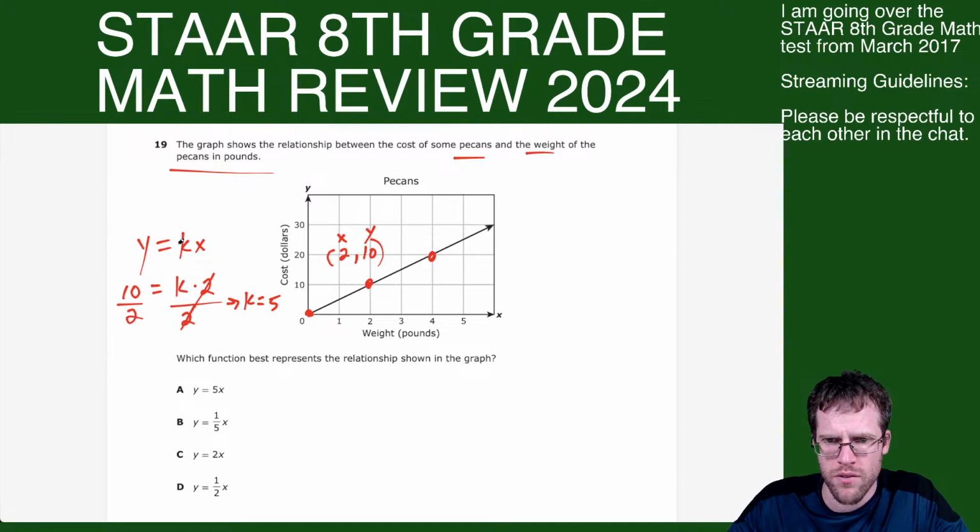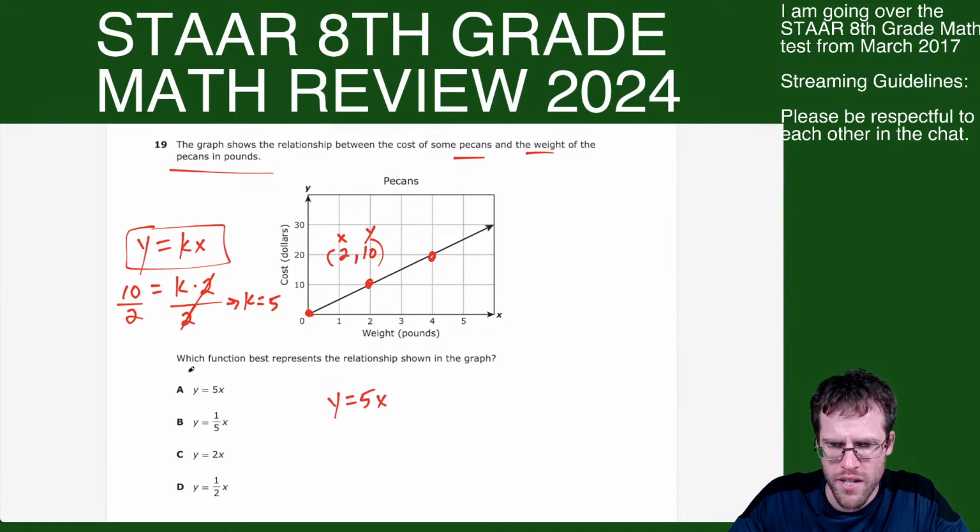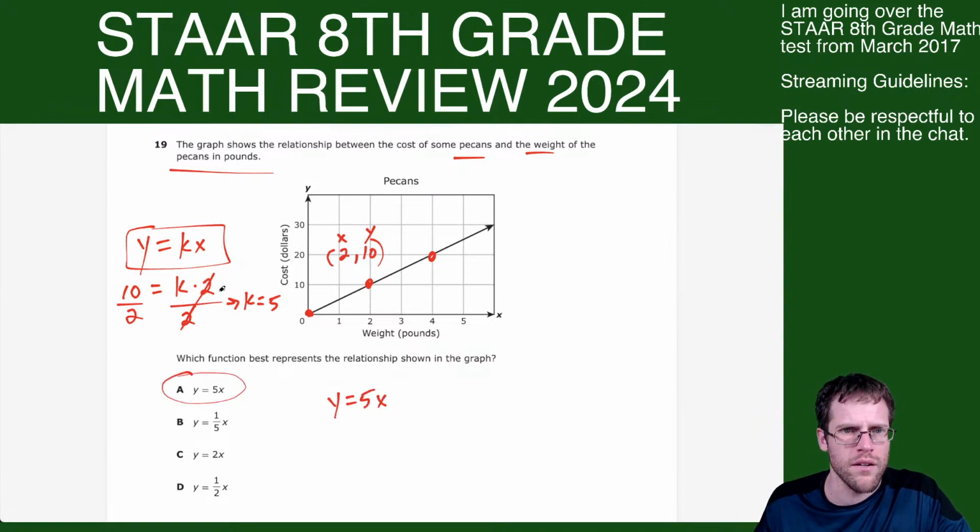Now I just plug into the formula for a direct proportion, and I'm going to get y equals 5x. Okay, so choice A is it. Not too bad. All right, so 19A, move on.